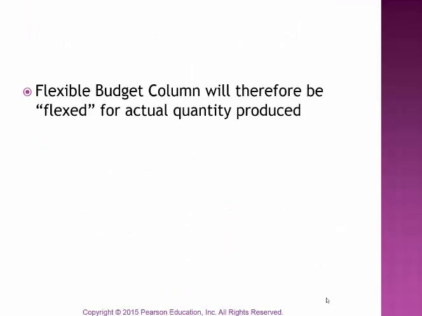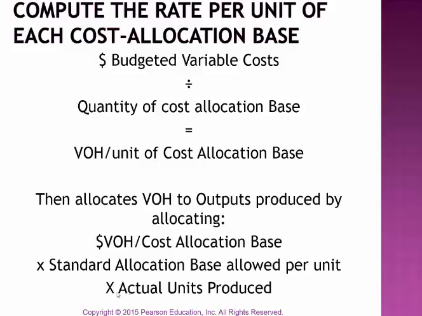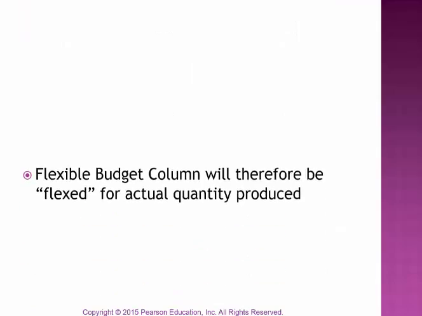All right, so our flexible budget column is therefore flexed for the actual quantity produced. Again, notice down here, people, that this says times actual units produced. This is the flexing part. This right here is the cost allocation base rate that we've calculated. We've predetermined it. And then when we allocated it in, we've used the standard amount allowed of input per unit. And then, of course, multiplied it times that actual units produced.